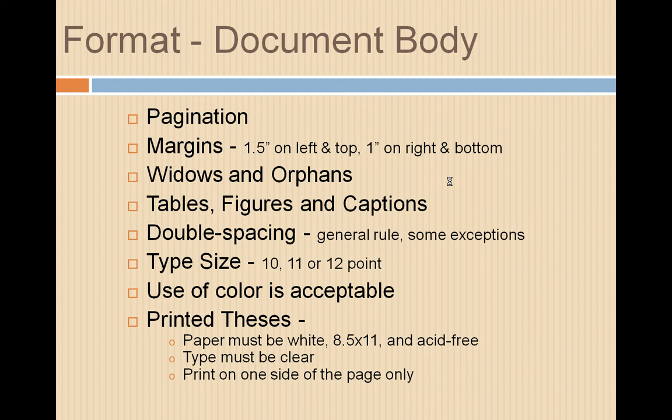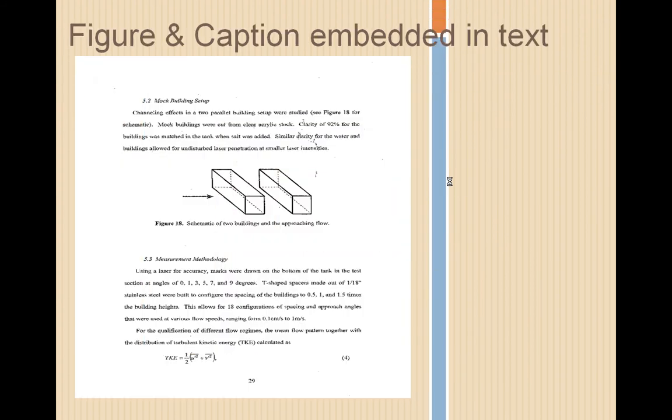Tables, figures, and captions. So I'm going to show you a few examples of what you can do and what's acceptable. The first type of figure and caption that is quite common is a figure and the caption are embedded in the text. So you have a little bit of text, you have your figure and your caption, and the text continues after that. That's fine.